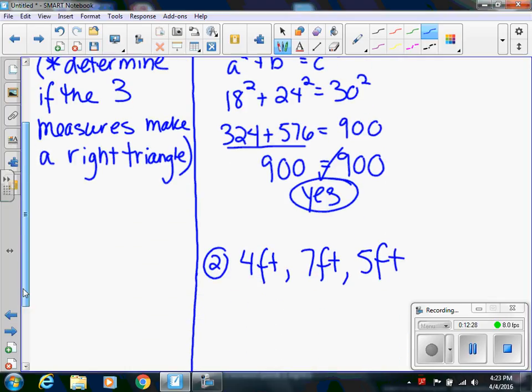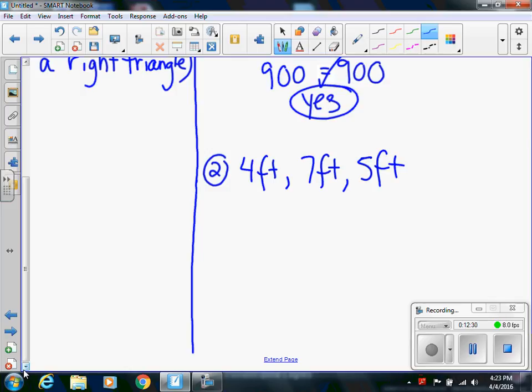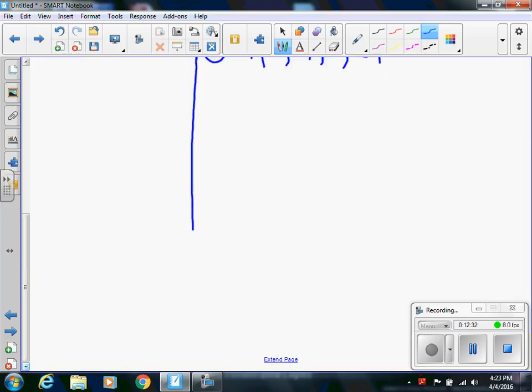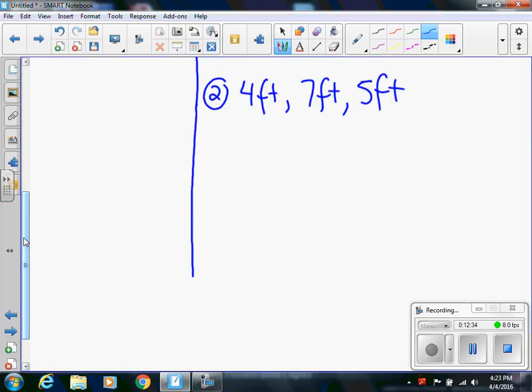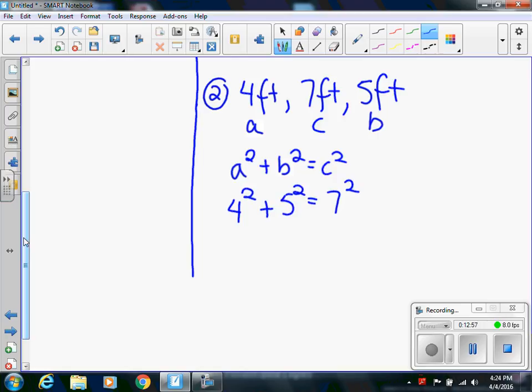All right, let's look at our next example here, number 2. Now, notice my numbers here. They are not in the same order. Remember, the longest side is C. So I'm going to call this A, I'm going to call this C. 7 is clearly longer than 4 and 5, and I'll call this B. Same formula, A squared plus B squared equals C squared. So I've got 4 squared plus 5 squared is equal to 7 squared.